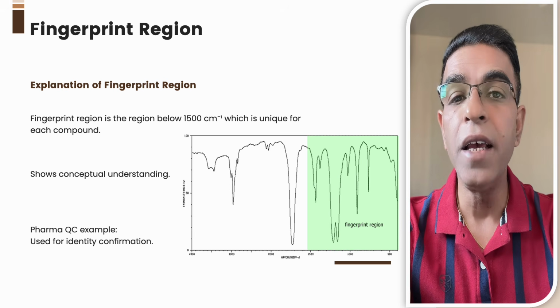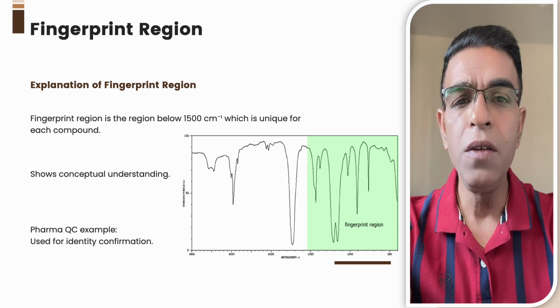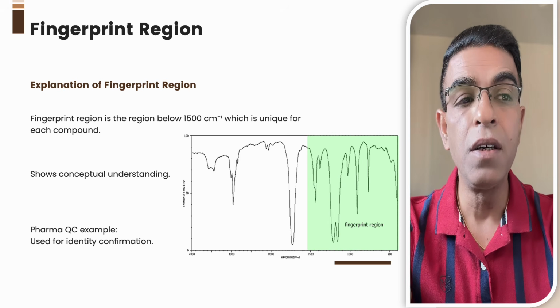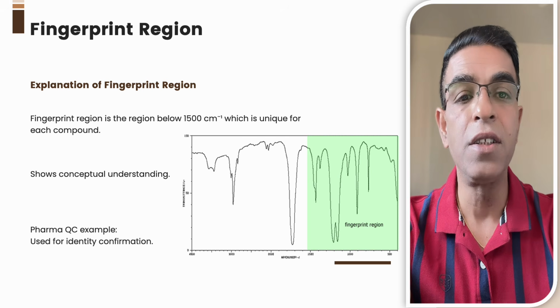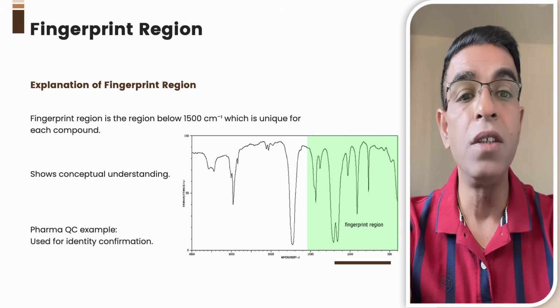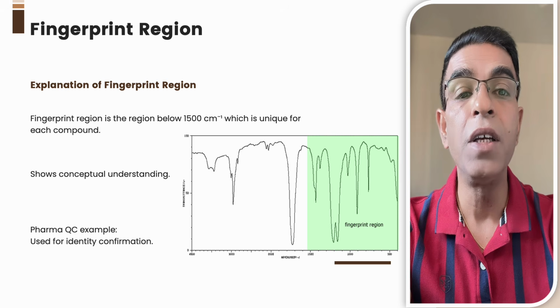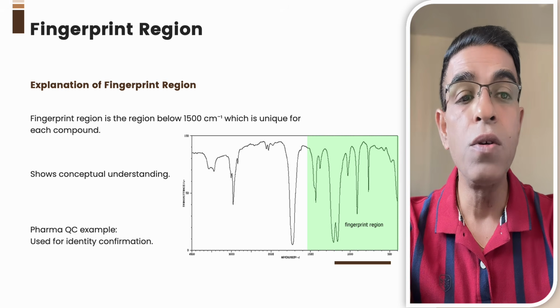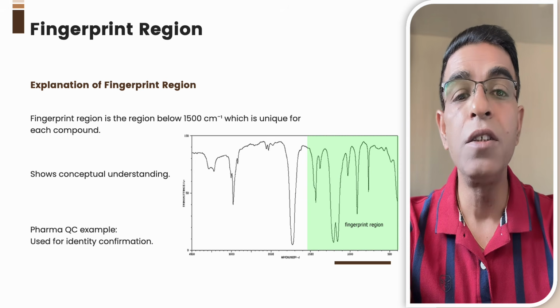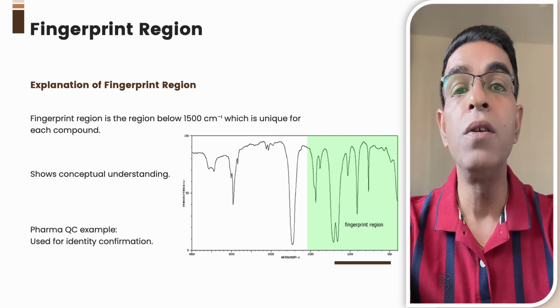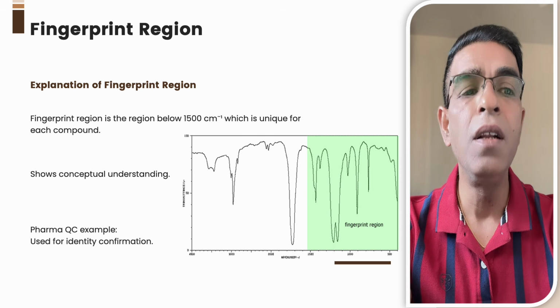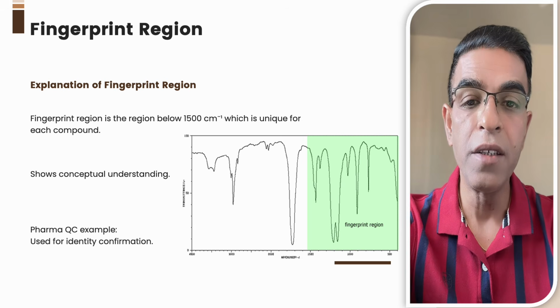Then you add the key explanation. So, even if two molecules look quite similar in structure, their peaks in this region will not match exactly. That's why this region is extremely useful for confirming identities. And you can close confidently. In fact, this is the reason FTIR is popularly known as the molecular fingerprinting technique. Simple, clear, and interview friendly.